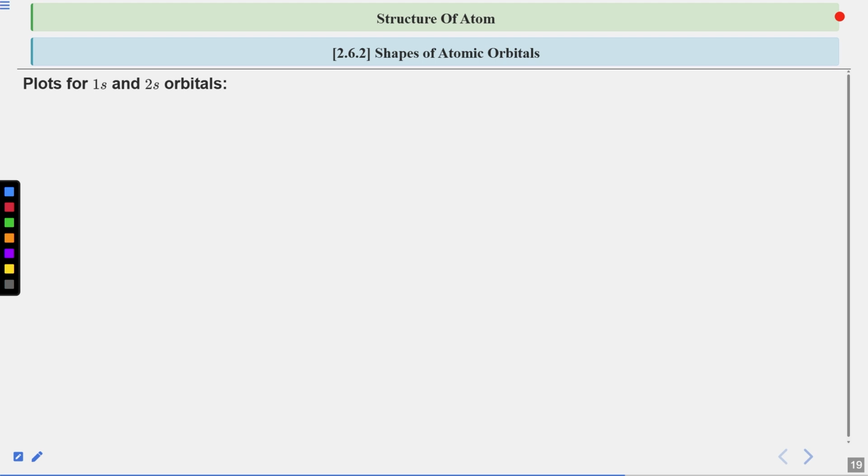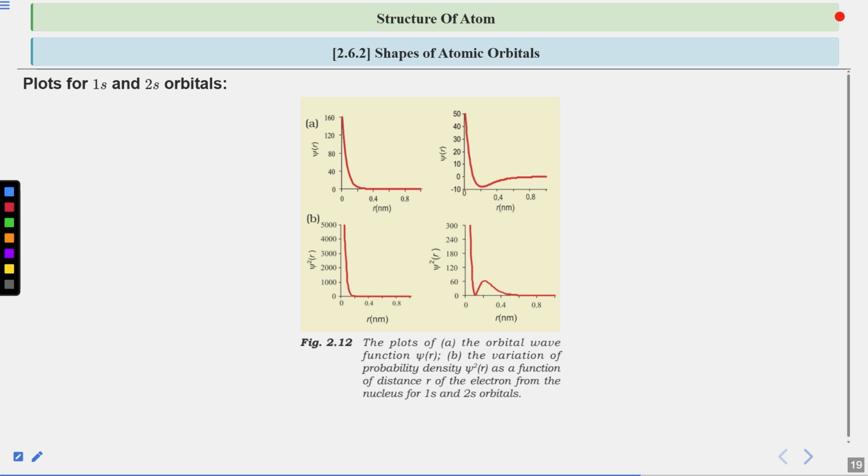Now, I will make you understand why psi has no physical significance and psi square has. This graph can be well used to explain that. There are two graphs. One is of psi r versus r and one is of psi square versus r. This bunch of graphs is for the 1s and the one down is for the 2s.